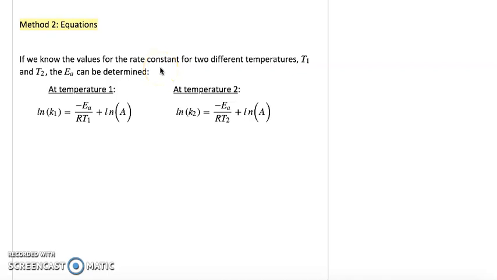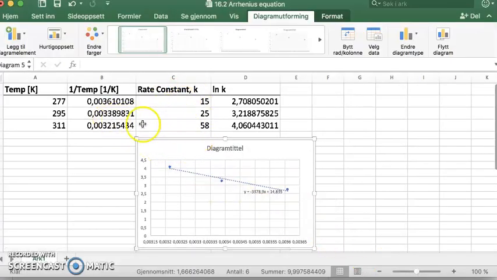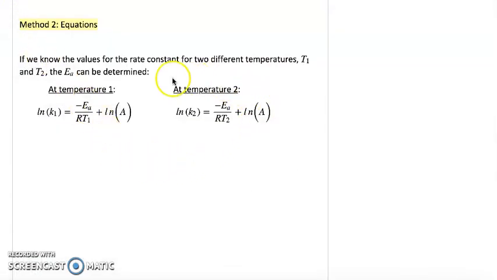So for calculating the activation energy, we have in the previous videos watched how we can do it using graphs. And that's the first method. So method number 2 is using equations. For using the equations, we need to know the value for the rate constant at 2 different temperatures. Actually, in the previous one, we used an Excel document and we knew the rate constant and at least 2 temperatures. So we could have used this method as well to calculate the activation energy.